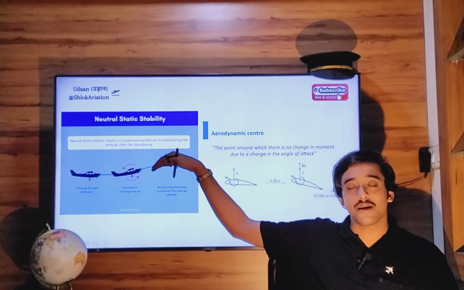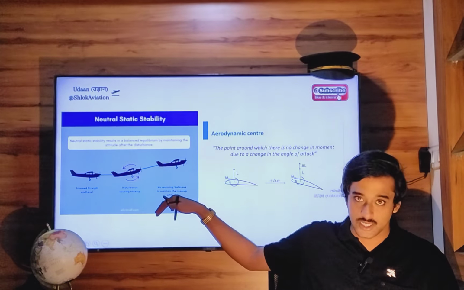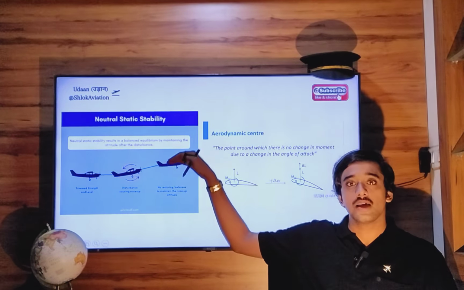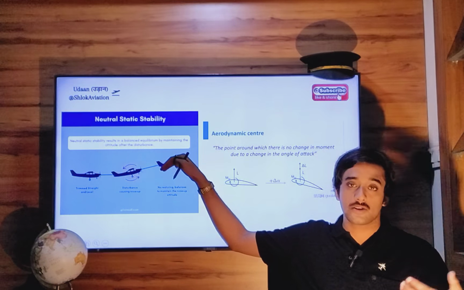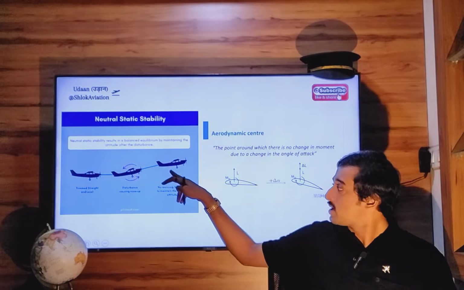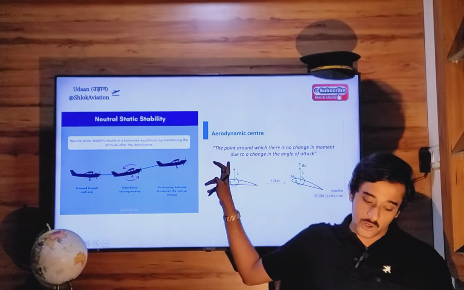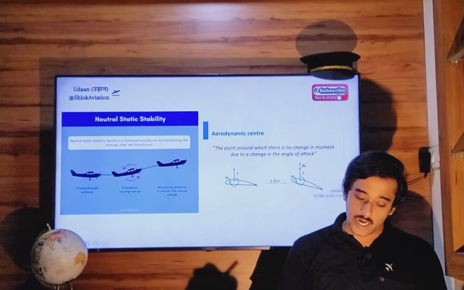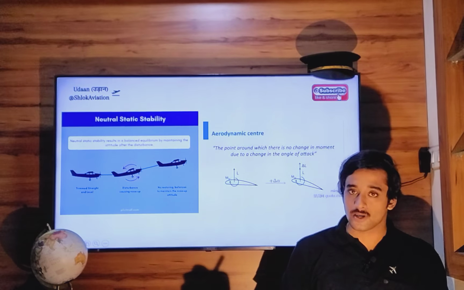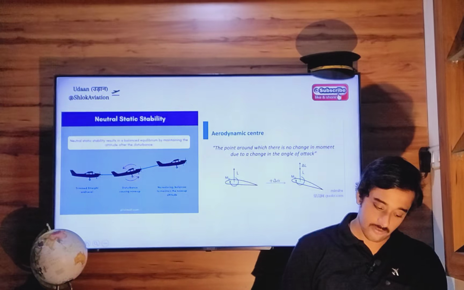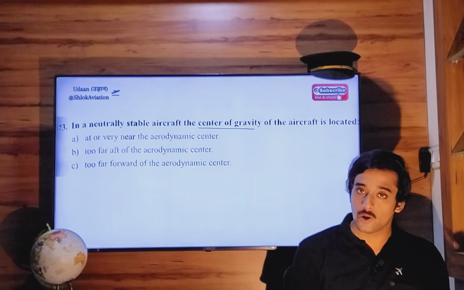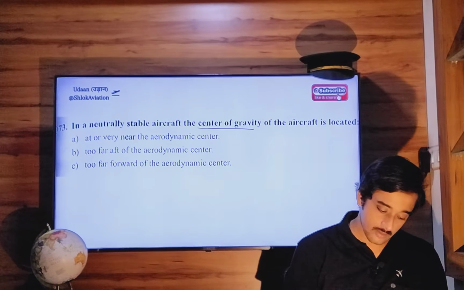So your aircraft won't come back to its original position. Okay, in line with this, it will continue its flight in this new position. Okay, so that is neutral stability, and aerodynamic center is the point around which there is no change in moment due to a change in the angle of attack. So these are the definitions. Remember, the answer to this question is the CG will always be somewhere near the aerodynamic center.